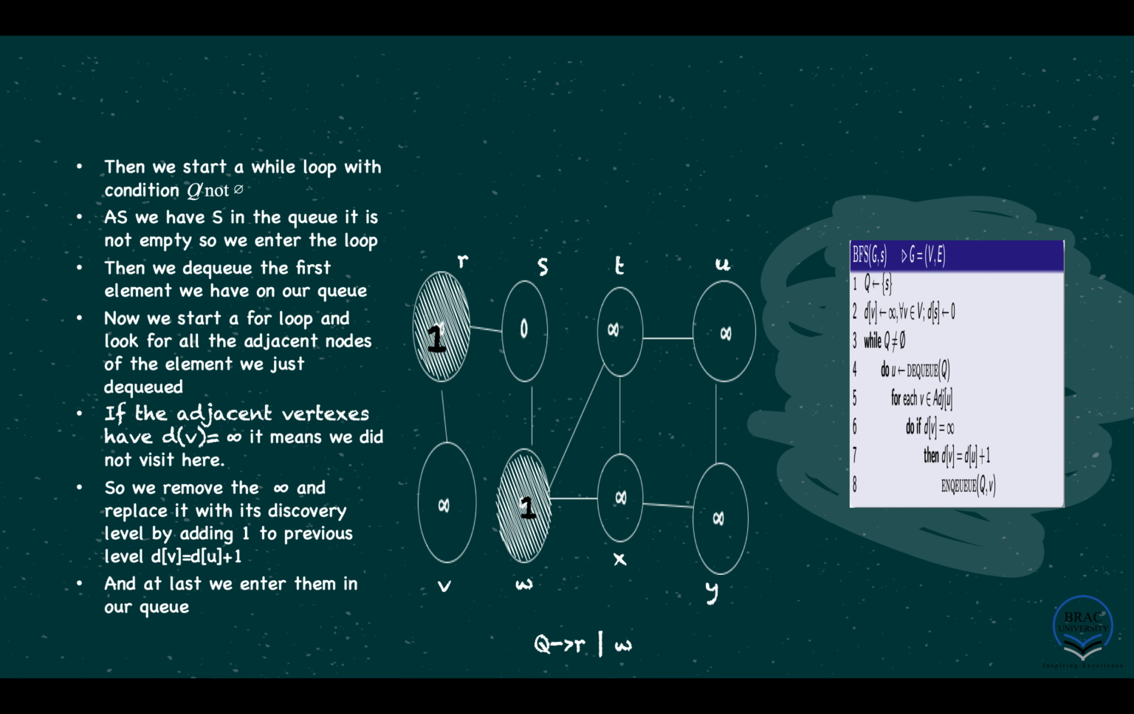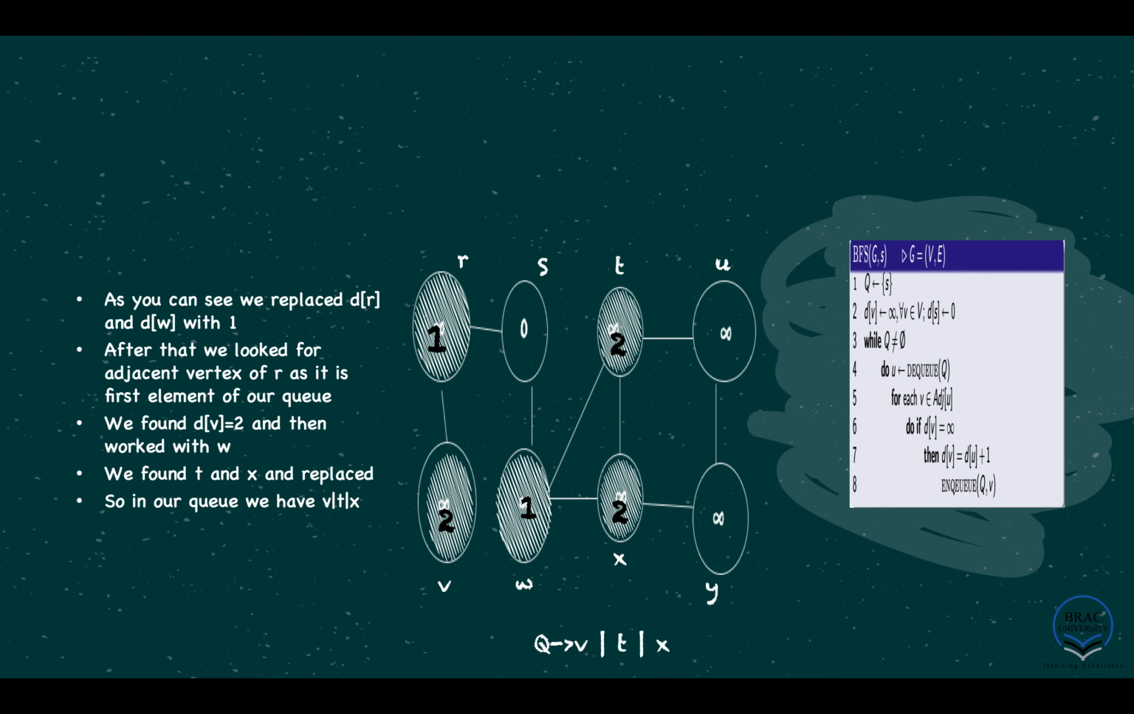If the adjacent vertices have dv equal to infinity, it means we did not visit there. So we remove the infinity and replace it with the discovery level by adding 1 to the previous level, which is dv equal to du plus 1. So at last we have done our work and then we entered them into our queue. So R and W are entered in our queue. As you can see, we replaced dr and dw with 1.